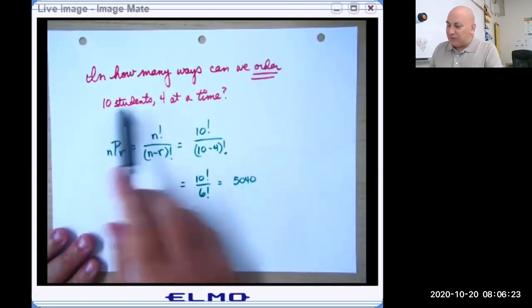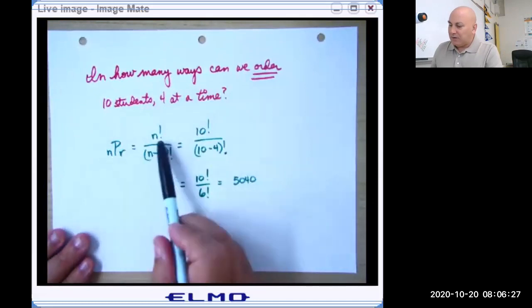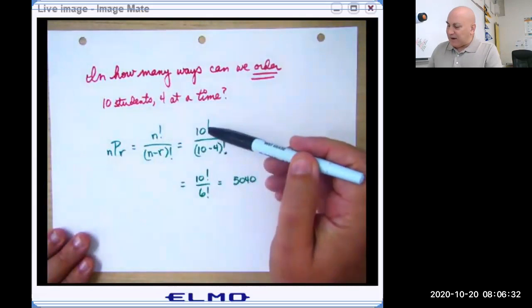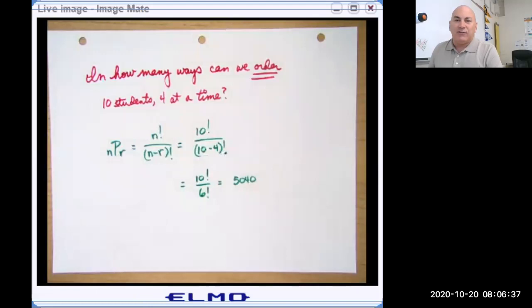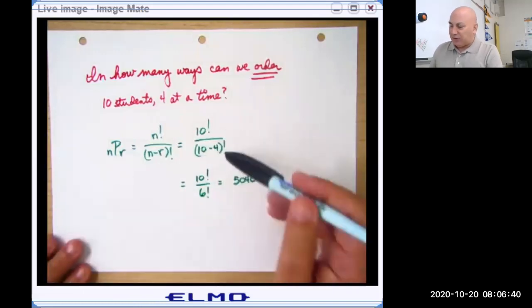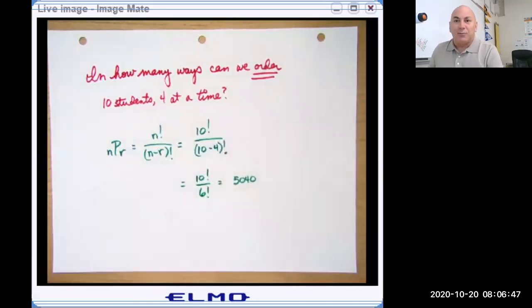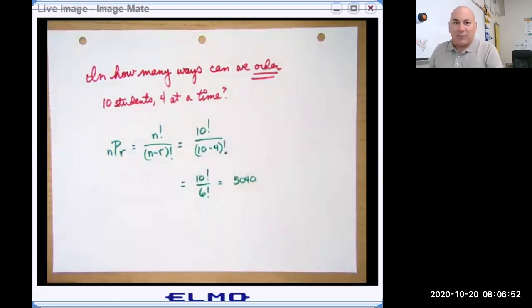Now, if I have 10 students and I want to put them in order, 4 at a time, we use nPr. And that's 10 factorial over (10 minus 4) factorial. Please do not do something goofy like think you can distribute a factorial sign. A factorial sign is not a number that we can multiply through parentheses. And it's not 10 factorial minus 4 factorial. You should be able to run that calculation very quick and see that that's not correct.